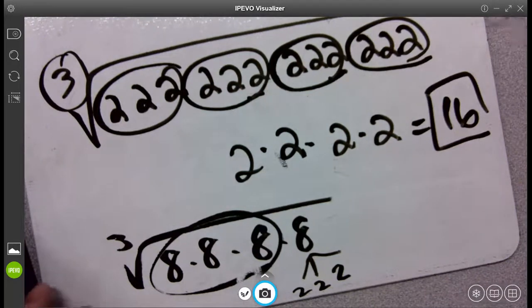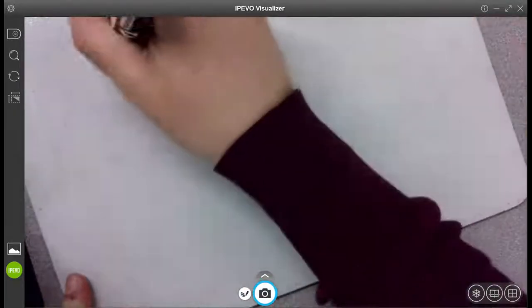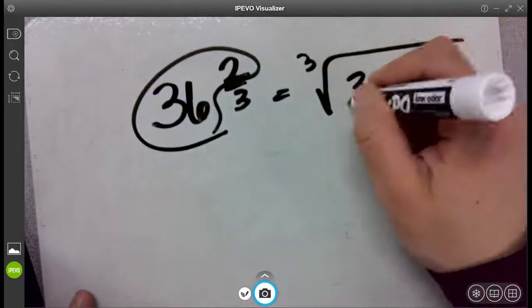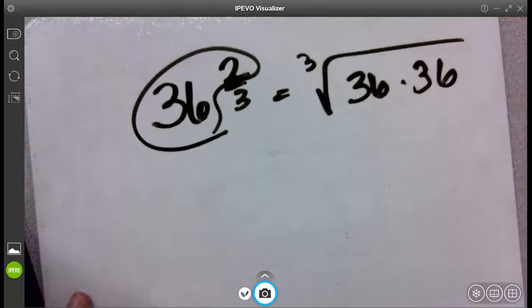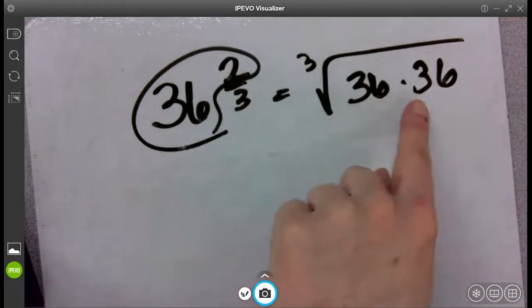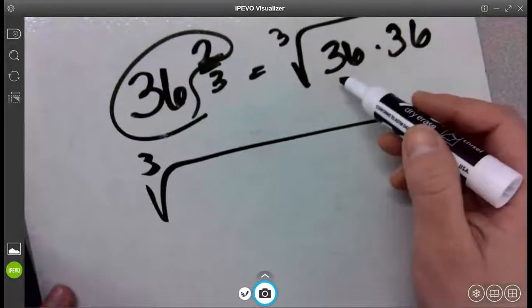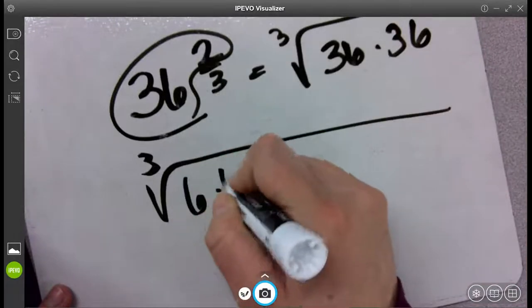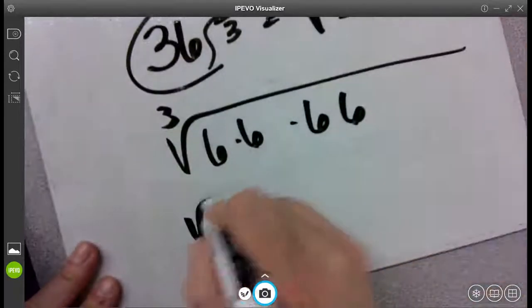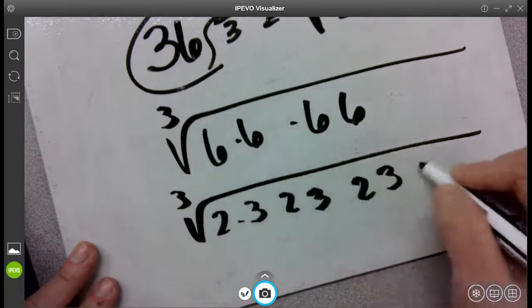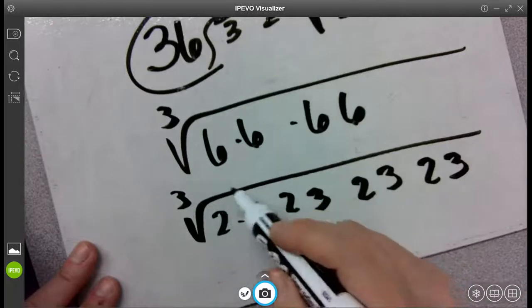And we'll try one more. 36 to the 2/3. 36 squared is 36 times 36, cube root. Well, I know I have to break 36 down. I know 36 is 6 times 6, and so is the other 36. But I know all these 6's are 2 times 3, 2 times 3, 2 times 3, 2 times 3. I need a group of 3.